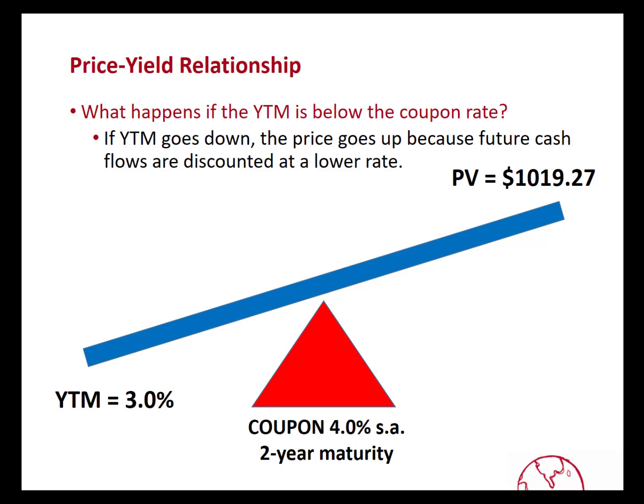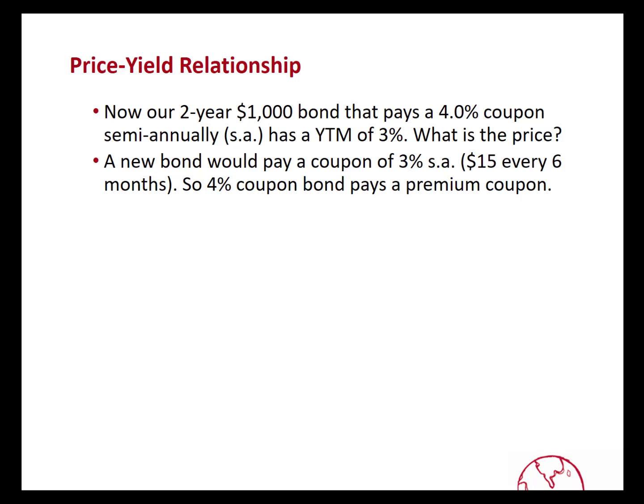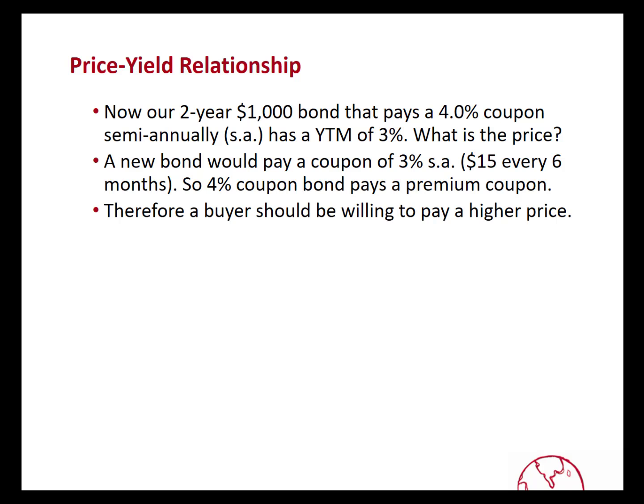$1,019.27 for this 2-year bond. So let's look at a 2-year bond where it has a 4% coupon and it's discounted at a yield to maturity of 3%. What will be the price? Remember that a yield to maturity of 3% implies that a bond with these characteristics should be paying a coupon of $15 every 6 months, but instead, the outstanding bond pays a coupon of $20 every 6 months. So the buyer of this 4% coupon bond should be willing to pay a higher price to get the higher coupon.